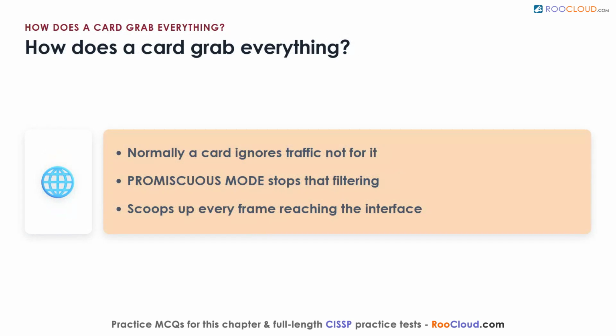How does a capture card grab everything on the wire? By switching into a special listening state. Normally, a network card ignores traffic not addressed to it. To capture everything on the local segment, the analyzer puts the card into promiscuous mode. In that state, the card stops filtering by destination hardware address and scoops up every frame that reaches the interface. Picture standing in a busy hallway and choosing to listen to every conversation, not just the ones aimed at you.